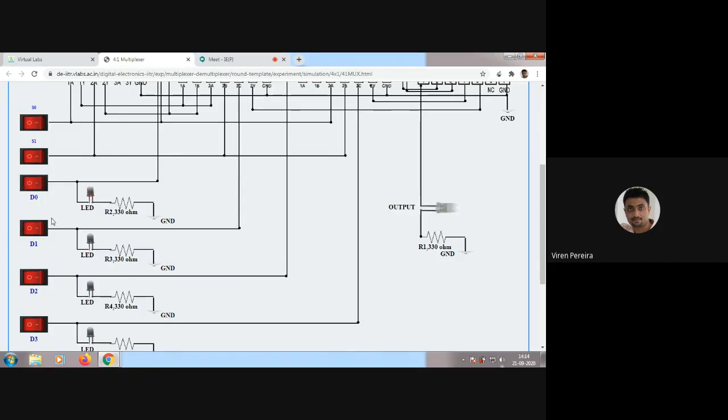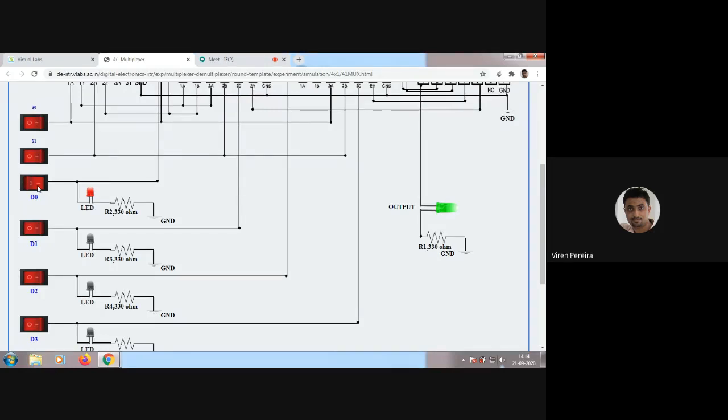Now let's see about the other ones. Are they creating any contact? No. See, the output is not glowing. The individual LEDs are glowing to tell you it is on, but the output is not coming on. Output comes on only with D0. You can see this. Everyone clear?